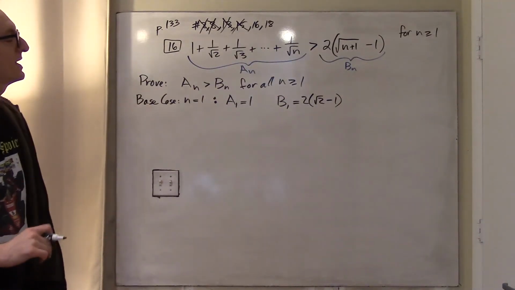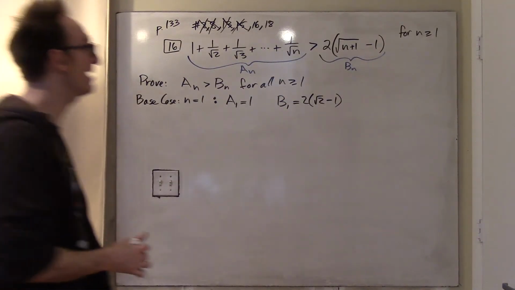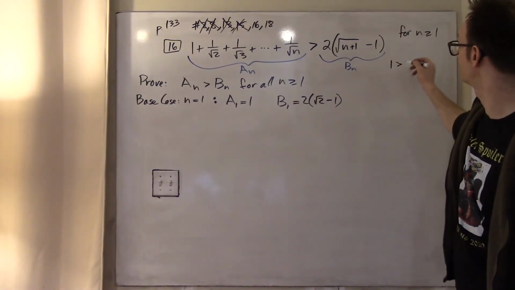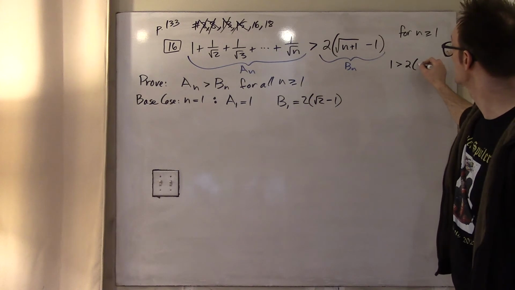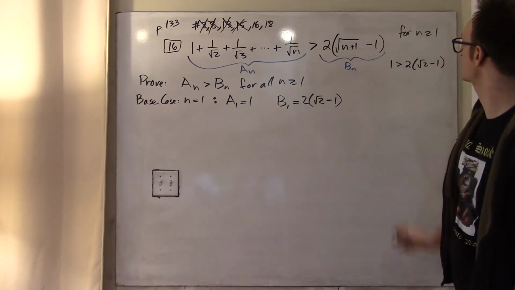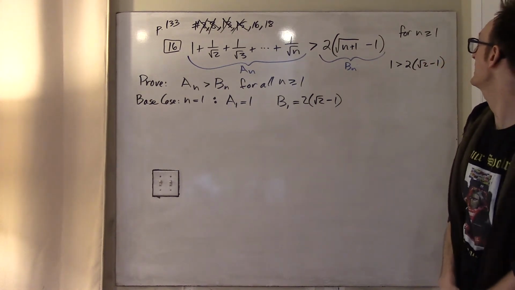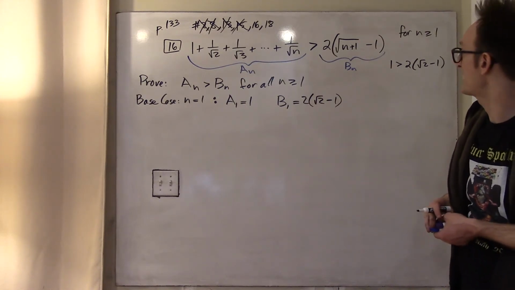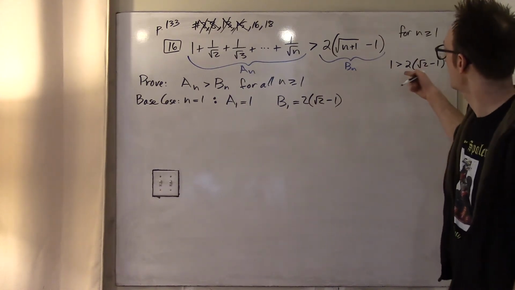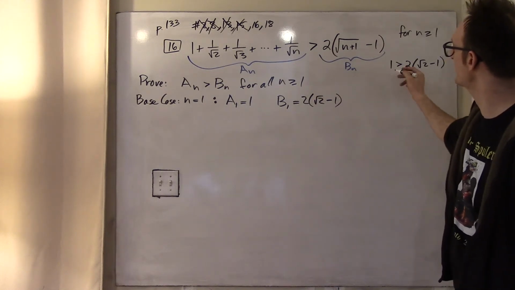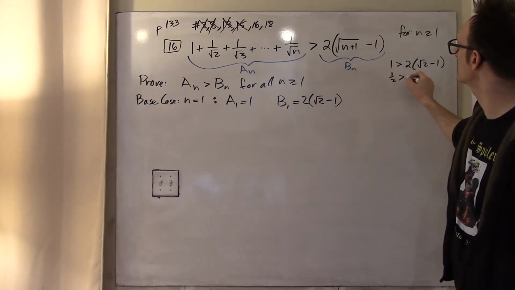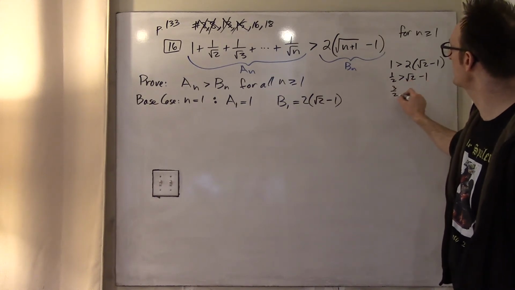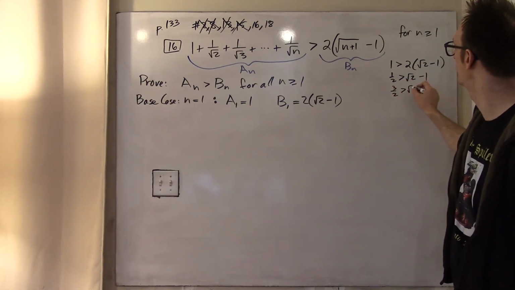And already it's not totally obvious to me at all that 1 is bigger than 2 times root 2 minus 1. So there's some work to do here, even to just establish that this is true for the base case n equals 1. Well, is it? I don't know. Let's find out. If I divide both sides by 2, then I get 1/2 is bigger than root 2 minus 1. If I add 1, I get that 3/2 is bigger than root 2.